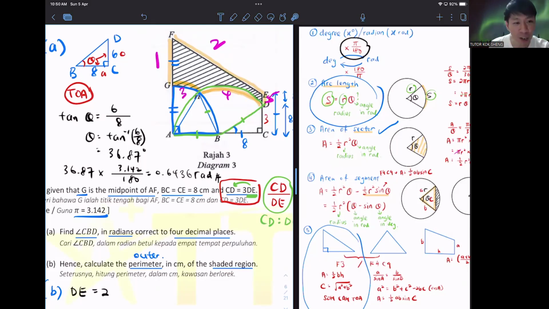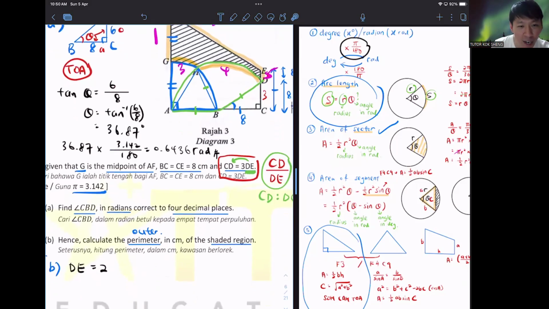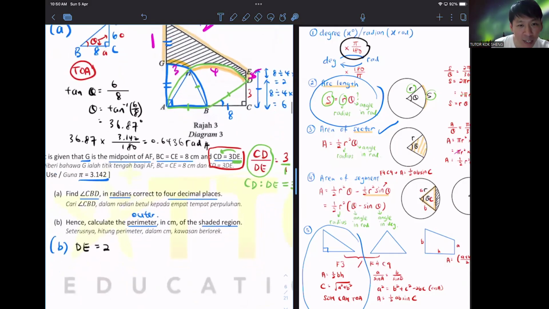Okay, so let's write the working for the radius. Radius, which is BD. Pythagoras theorem, 8 squared plus 6 squared. So 10 cm. 10 cm here.